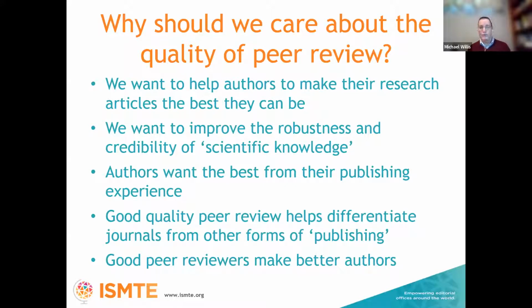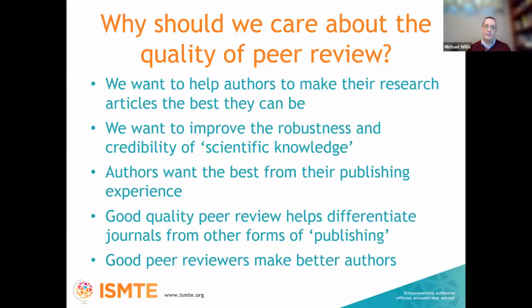I think fourthly, good quality peer review does help differentiate journals from other forms of publishing. And we could think there of preprints, for example, of the sorts of commenting and community review, in inverted commas, that you might get on preprint platforms or blogs or whatever it is, grey literature. So good quality peer review does help distinguish journals from those other forms of publishing, in the broadest sense, putting science out into the public domain.